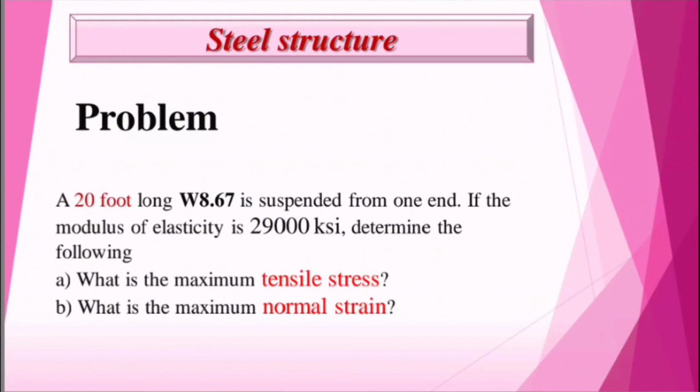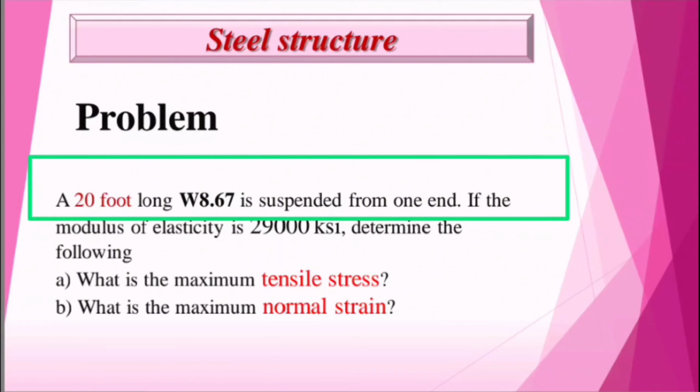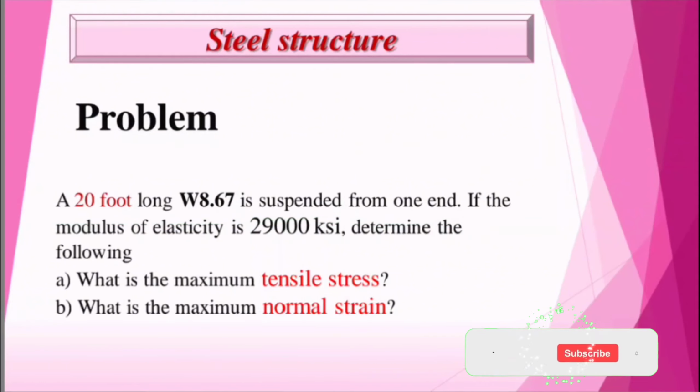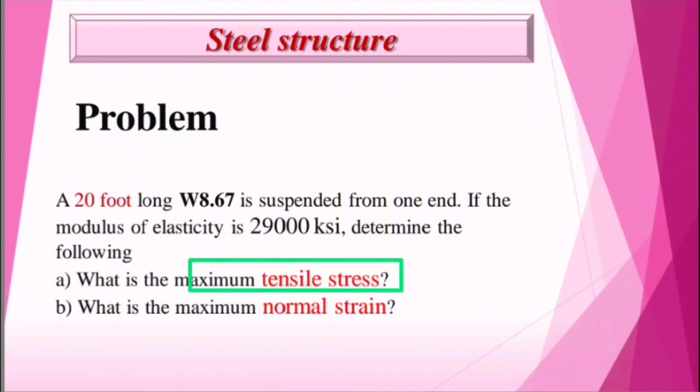The problem states that a 20 feet long W-shape is suspended from one end. From this data you will know the shape of the structural steel, its weight in pounds per foot of length, and the length of the W shape. Also the modulus of elasticity, also called Young's modulus, which is 29,000 ksi, is given. So we will be determining the maximum tensile stress and maximum normal strain. This will be the topic today.